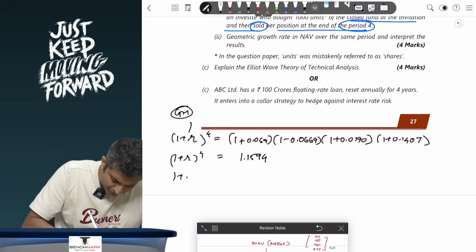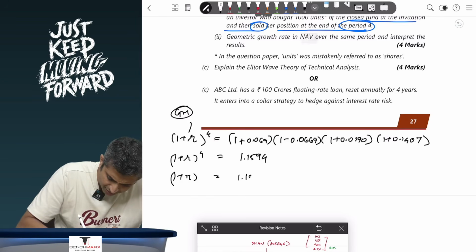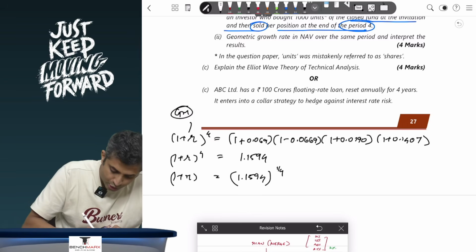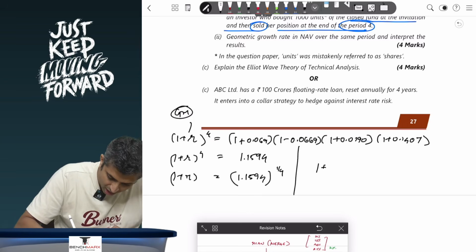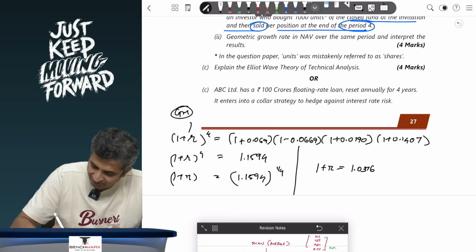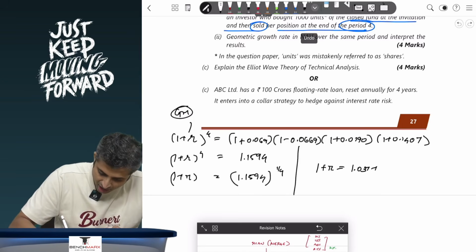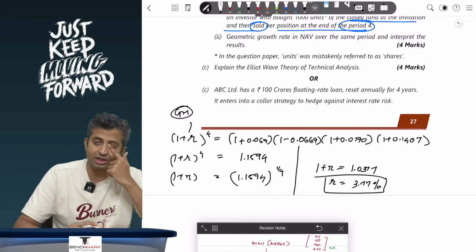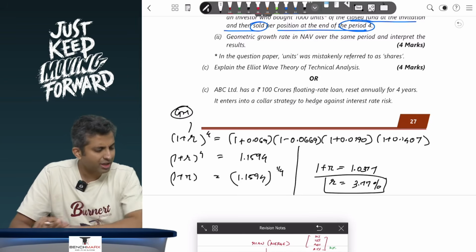Now if I want to find the 1 plus r, this will be, let's say, 1.1594 raised to 1 by 4, or the fourth root. So this is 1 plus r equals 1.0376 or 77, and hence r over here equals 3.77%. This is your r. Now, honestly, this is a slightly longer way, but this is a foolproof way.